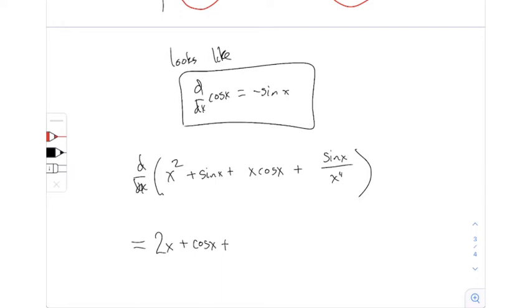It is a product. Yeah, we got rules for that. This is a product. X times cosine x means you got to do the product rule. This is what we talked about last time. I hope you remember the product rule.